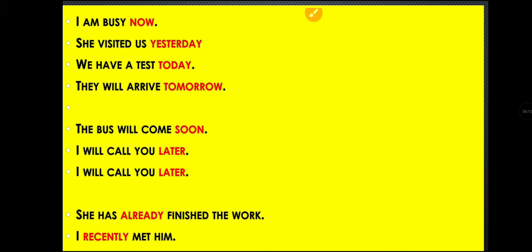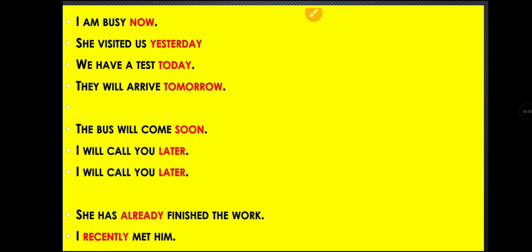We have a test today. So when do we have a test? The answer is today. So here the answer we are getting by asking question when. So when we ask the question when, whatever the answers we get, those are adverb of time. They describe verbs and they talk about time, at that time that particular action has happened.